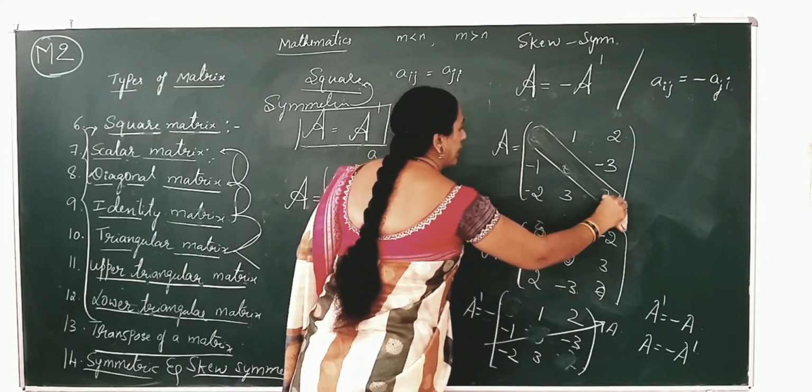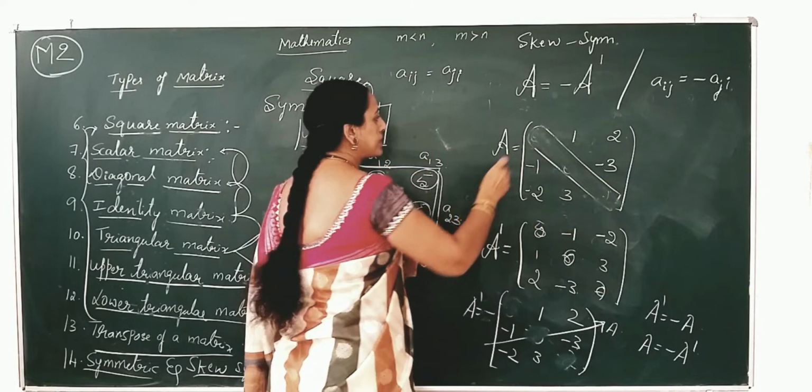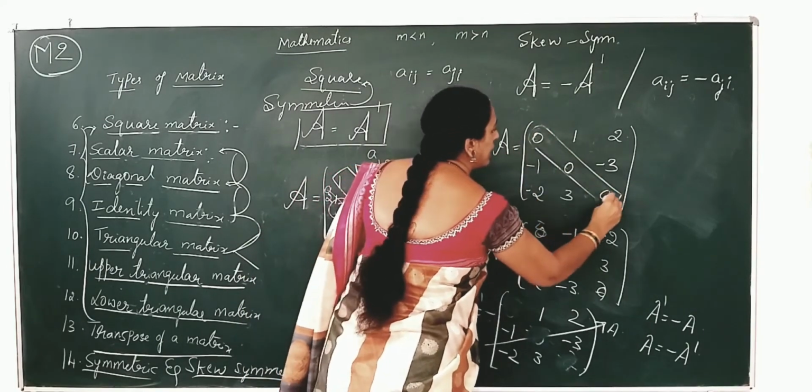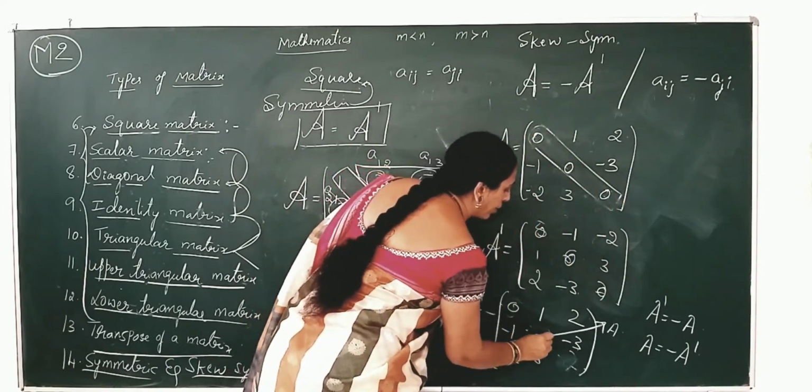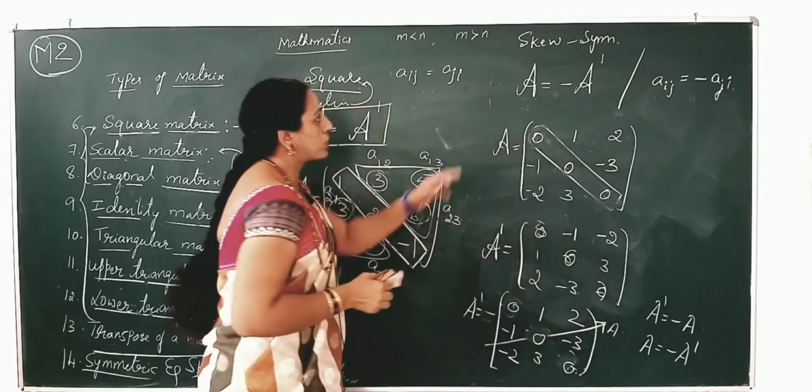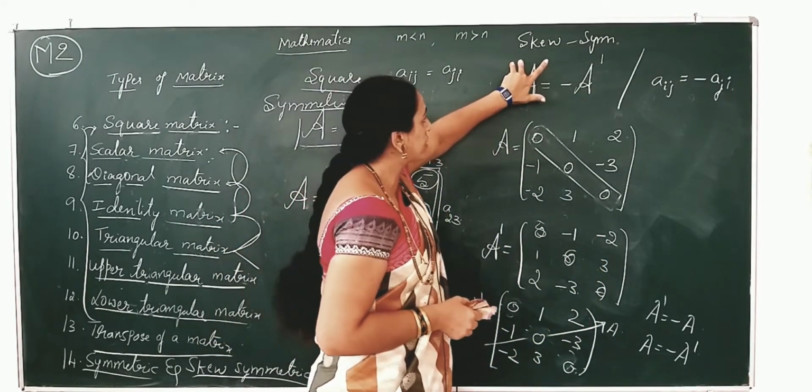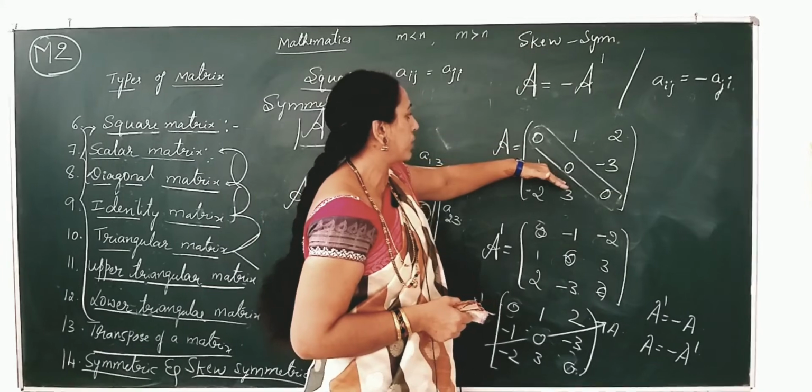Therefore, in particular, what we call the principal diagonal elements should always be 0 in terms of skew symmetric matrix.